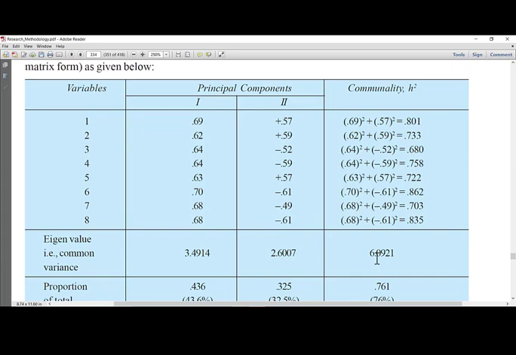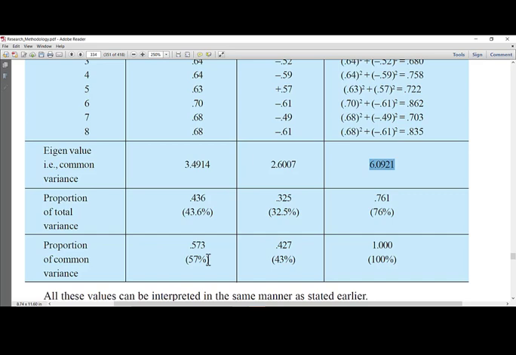Then the proportion of common variance, if we calculate, that is 3.4914 by 6.0921. This is 0.573 or 57.3%. And this, 2.6007 by 6.0921, that is 0.427, 42.7%. Here it is obviously 1, 6.0921 by 6.0921, 100%.